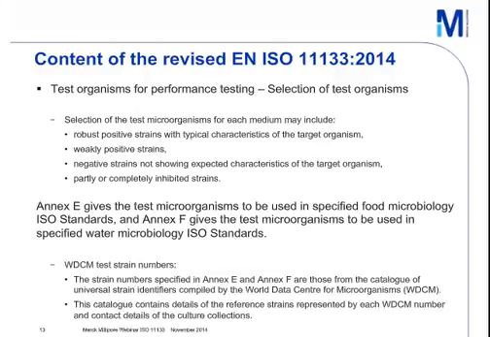What is very new is that now in this ISO standard, but also in all following ISO standards, the test strain numbers are given as the WDCM test strain numbers. They are given by the catalog of a universal strain identifier compiled with the World Data Center for Microorganisms, WDCM. This catalog contains details of the reference strain represented by each WDCM number and contact details for the culture collections. These WDCM numbers are replacing individual numbers of specific culture collections.